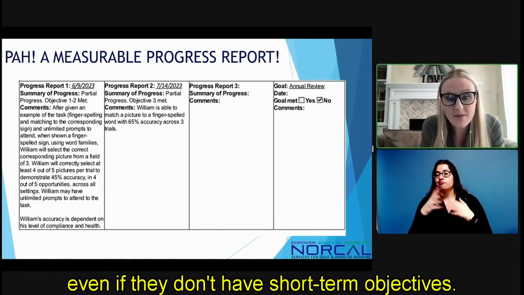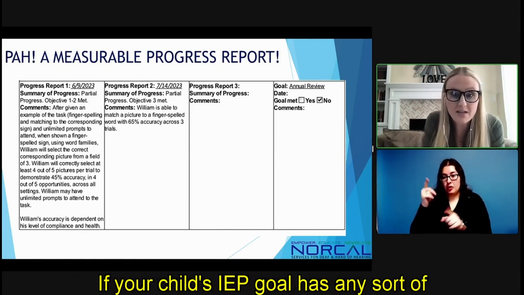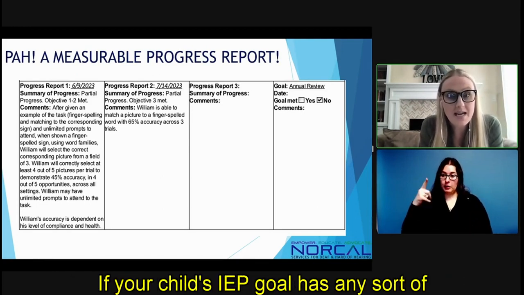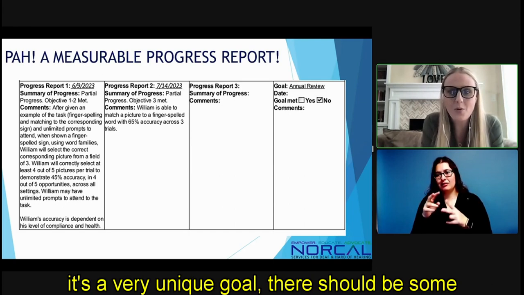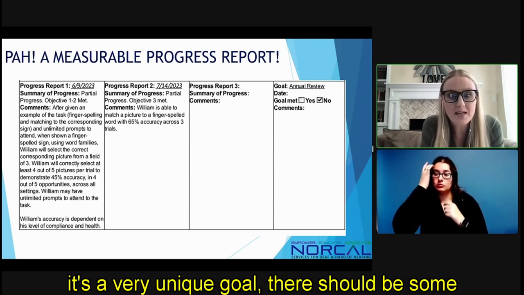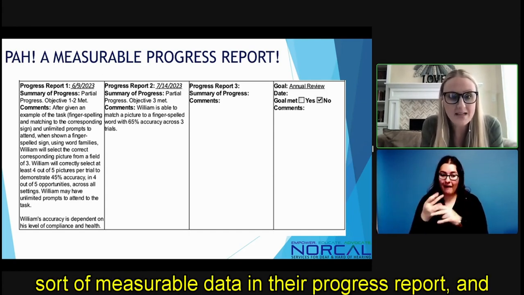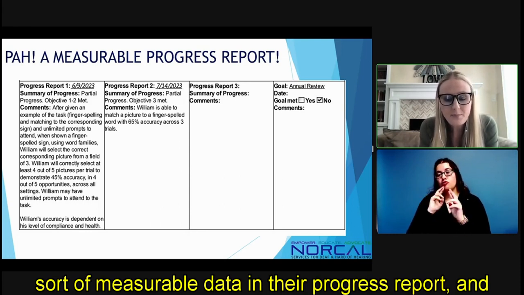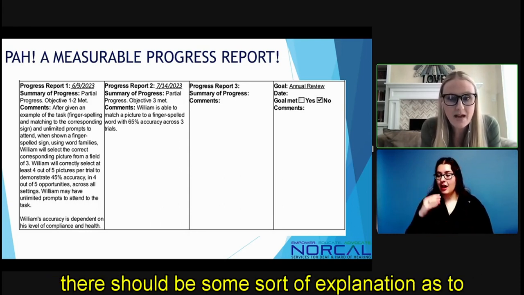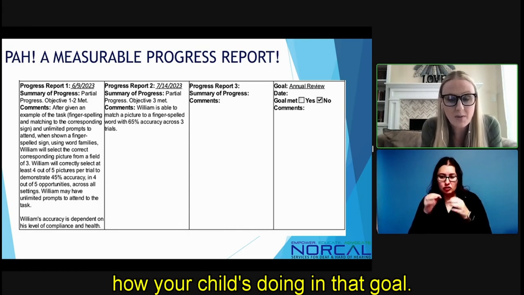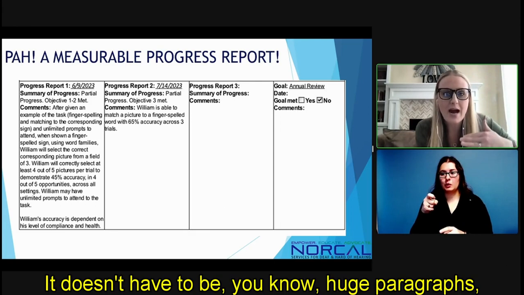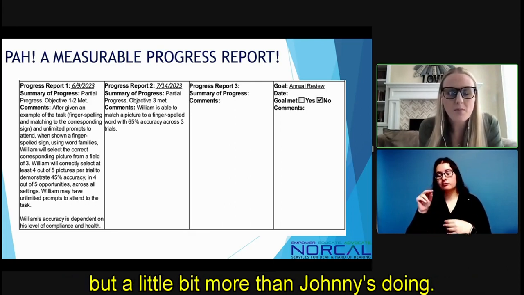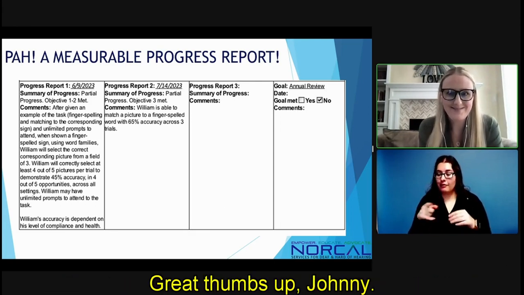That is how your child's progress report should look. Even if they don't have short-term objectives, if your child's IEP goal has any sort of data collection requirement in it, which it should, unless it's a very unique goal, there should be some sort of measurable data in their progress report. And there should be some sort of explanation as to how your child's doing in that goal. It doesn't have to be huge paragraphs, but a little bit more than Johnny's doing great. Thumbs up, Johnny.